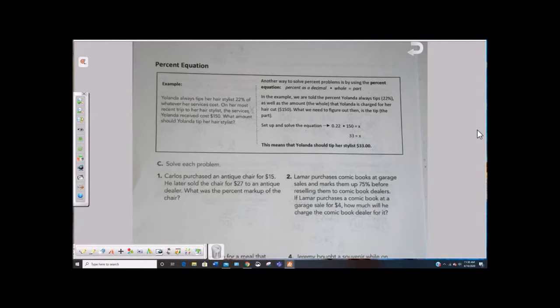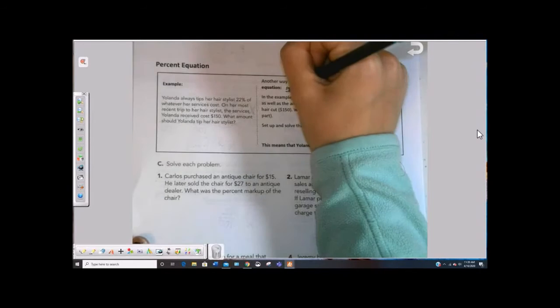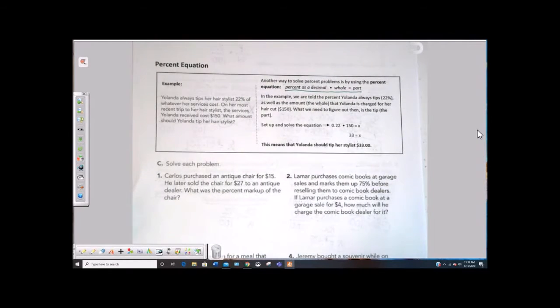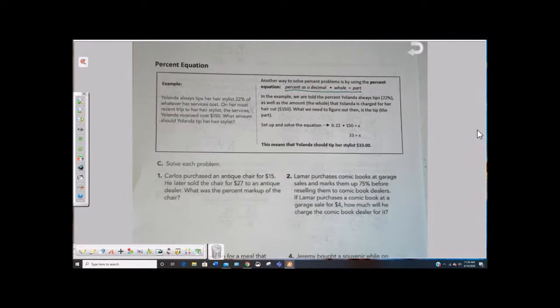This is for math packet number 3, part 3. We are going over the percent equation today. If you look at this top box, you can see our equation is percent as a decimal times whole equals part. And that's what we're going to be using today.